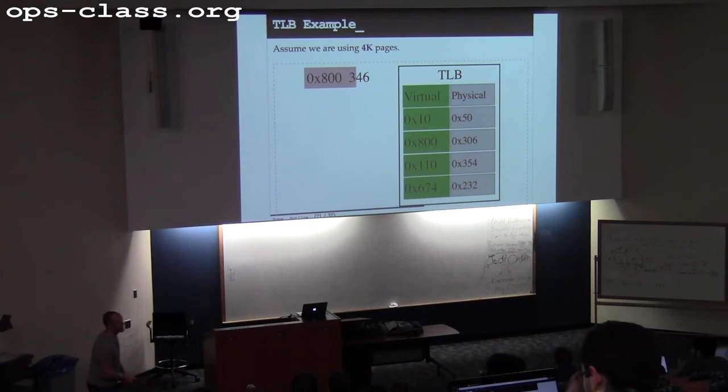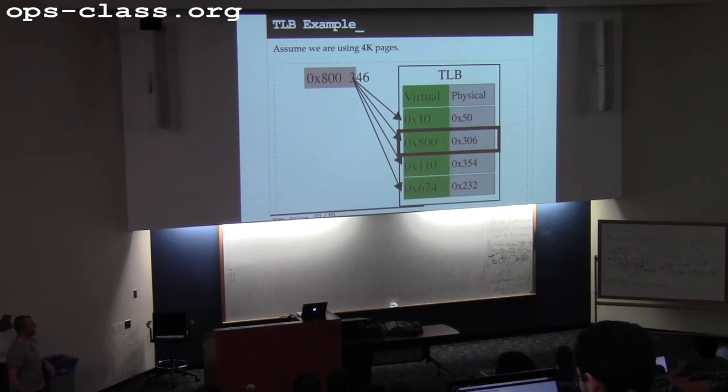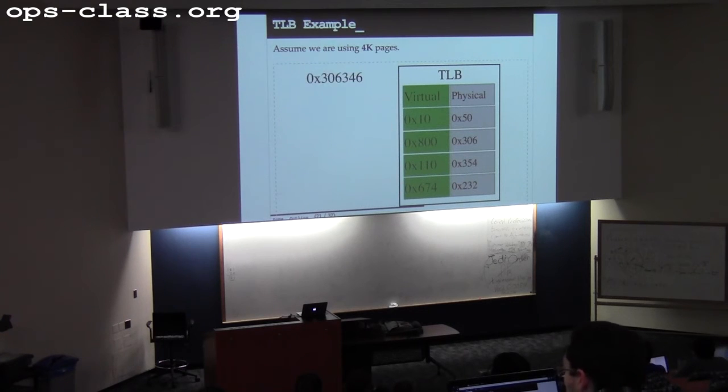What physical page number does this map to in my TLB? Yeah, 306 right here. So I search the TLB, identify the entry. What physical address is this memory access going to hit? So I've looked up my virtual page number. How do I reassemble the physical address? It's pretty similar to how I deassembled the virtual address. I replace the virtual page number with the physical page number, and the offset's the same. So that's my physical address.